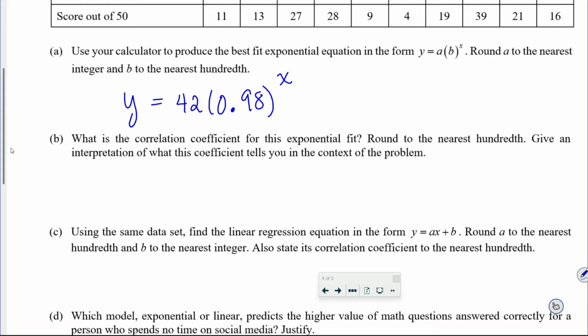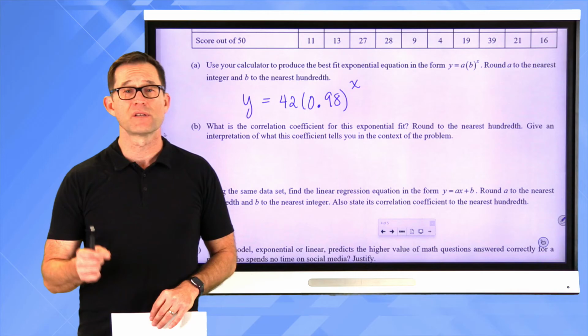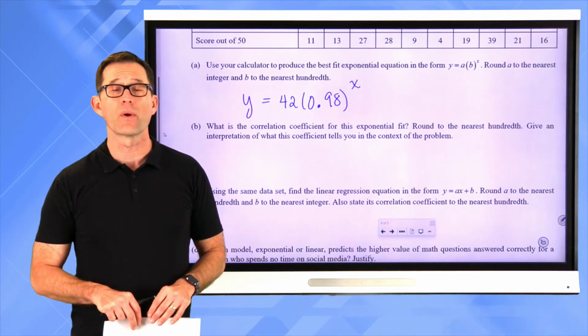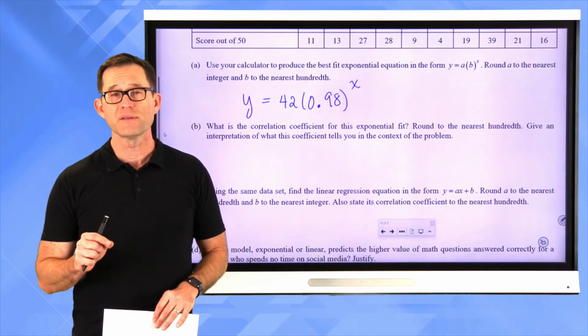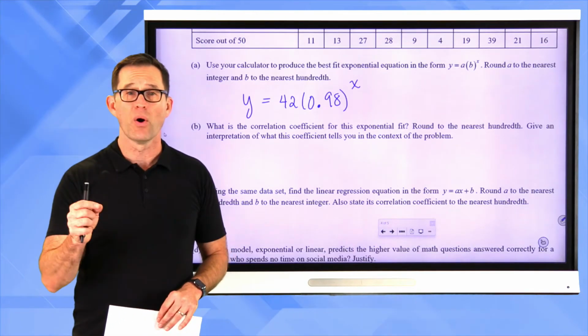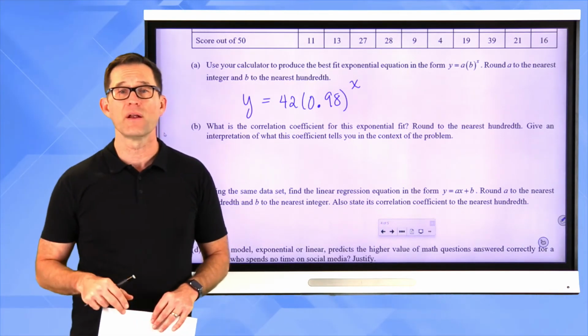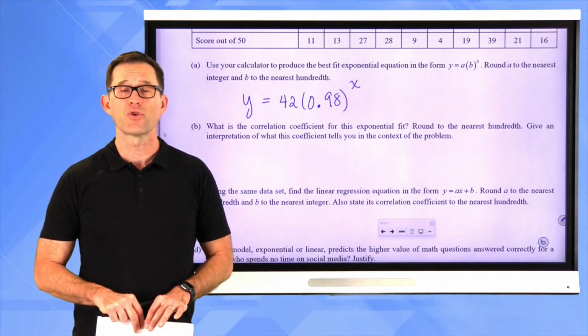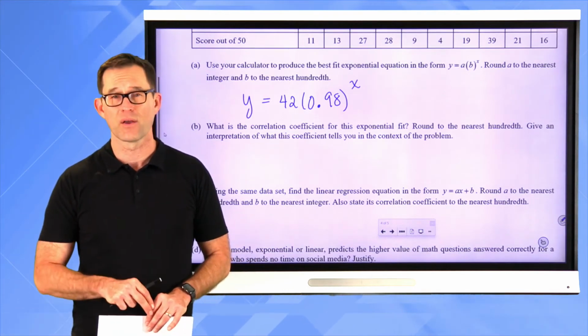What is the correlation coefficient for this exponential fit? Round to the nearest hundredth. Give an interpretation of what this coefficient tells you in the context of the problem. Well, the correlation coefficient is still the R value, regardless. So what I'd like you to do is pause the video right now, take a look at your calculator screen, pull off your R value, round it to the nearest hundredth, and then try to do an interpretation. Pause the video now and go ahead and do that.